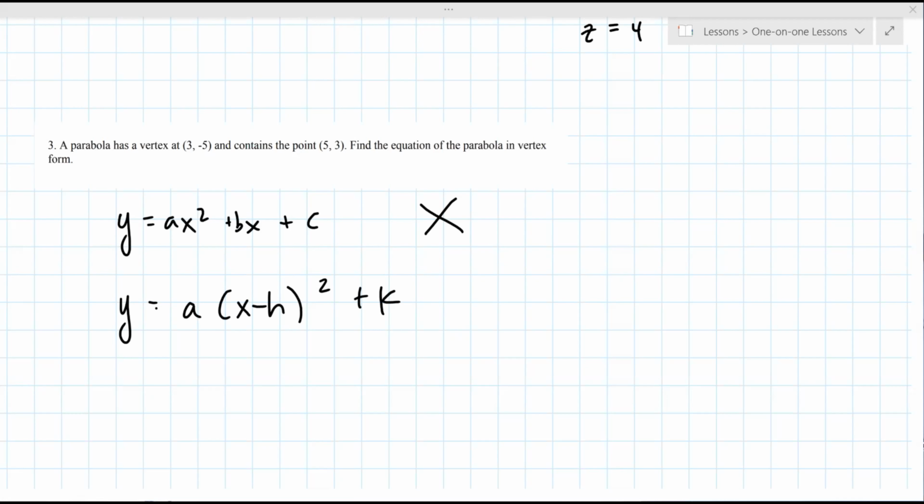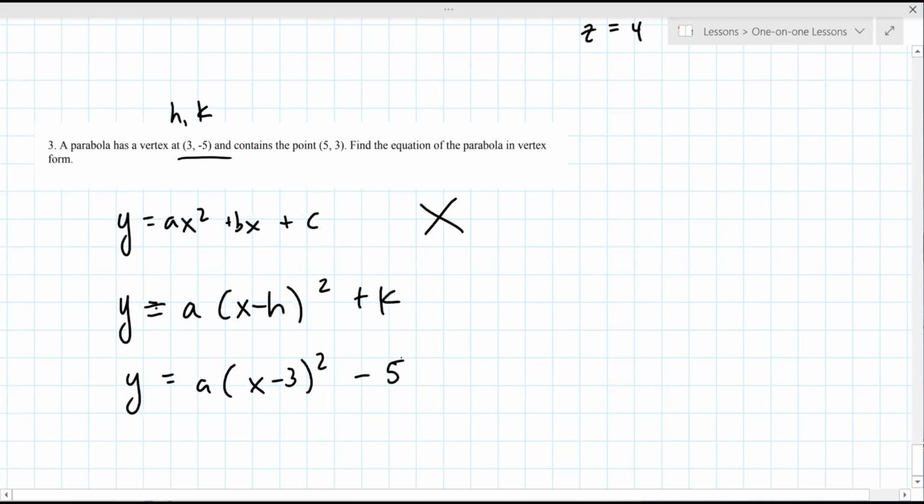Why do I want that equation? Because it's got the vertex. The vertex is h comma k. So we can immediately write (x minus 3) squared minus 5.